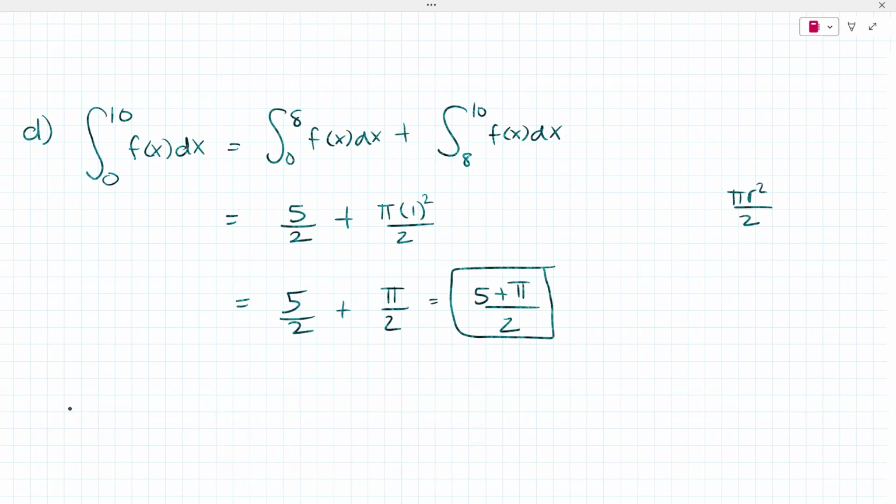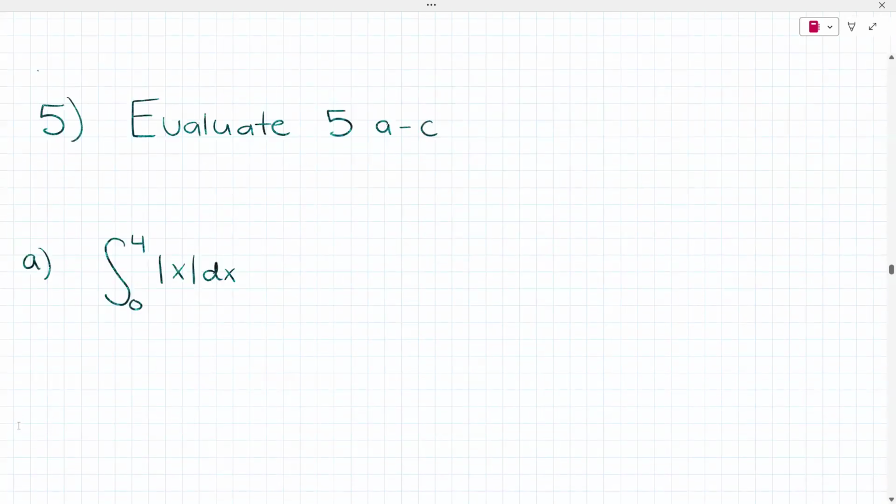Okay, let's move on to 5. Number 5 says evaluate A to C. So what is the integration from 0 to 4 of the absolute value of x dx? What does the absolute value look like? It makes that V shape. It would look something like this.